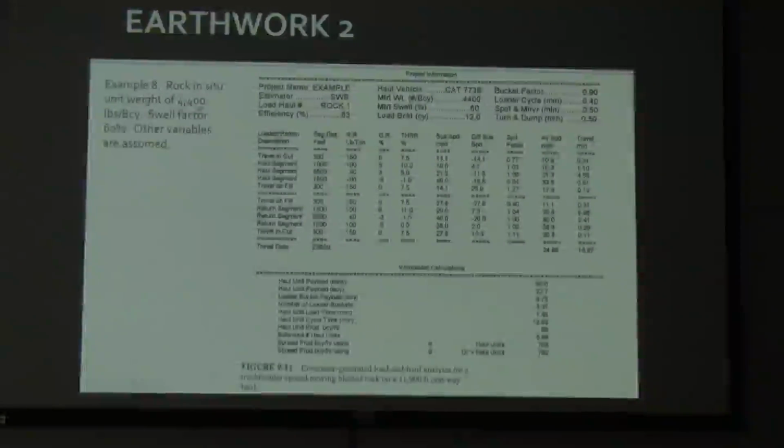Rock in situ unit weight, 4,400 pounds per bank cubic yard. A swell factor of 60%. Other variables may be assumed. Again, here the production is given to us from the table, and then we're looking at the haul times or the cycle times for these particular units that are necessary to achieve the production that's desired. We have a very long 11,900 foot one-way haul. It means we'll have to have a lot of trucks available in order to balance the amount of material being removed with the amount of material being hauled.